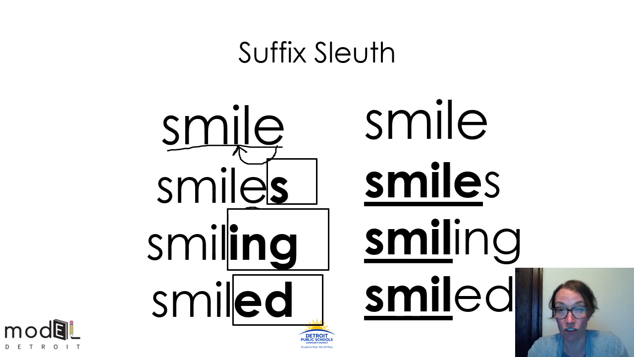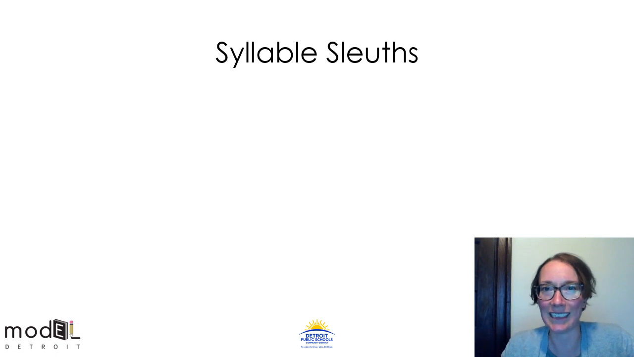Even though the magic E becomes invisible when we add a suffix that begins with a vowel, it's still casting its spell and making the long vowel say its name. Now we are going to continue to be sleuths, detectives, and we're going to investigate some words so we can try to read them. This might be a good time, if you'd like, to pause the video and get a piece of paper and a pencil to write with.